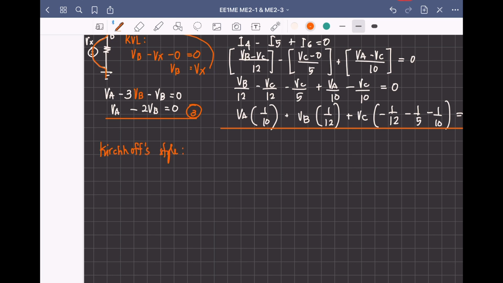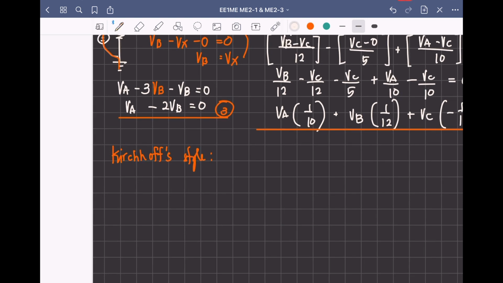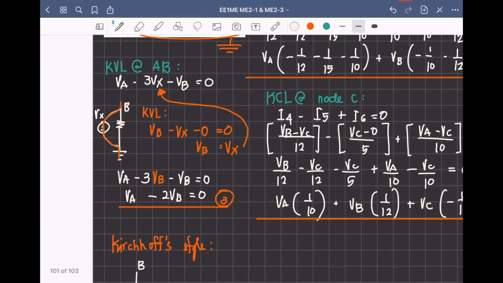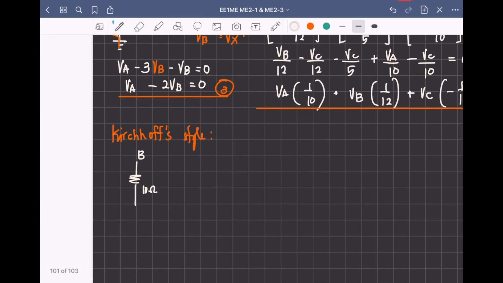Kirchhoff style of KVL for dependent is that we copy the circuit, we copy the resistance, and then we even copy the current that flows through it, which is I3. And then we attach the voltmeter, which is Vx. And then dito tayo magki-KVL, diba? Okay, so if I do KVL using Kirchhoff's, that would be Vx minus 10I3 equal to 0, diba?